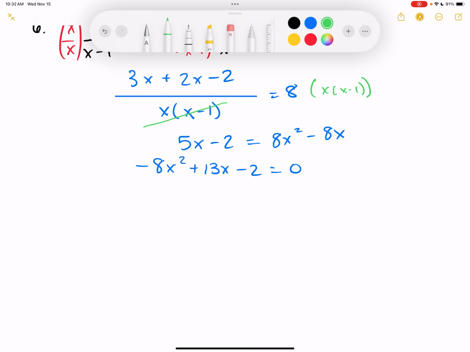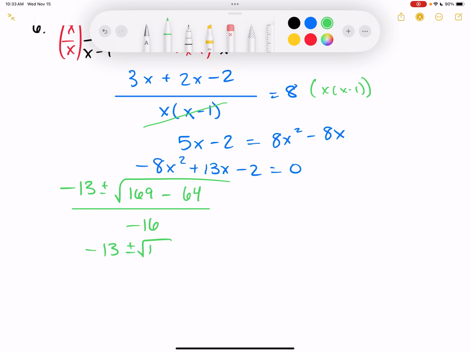So negative b, negative 13 plus or minus the square root of b squared. So 13 squared is 169. So I'm going to go ahead and write it that way. Minus 4 times a times c. So 4 times 16, because those negatives are going to cancel. 4 times 16 is what, 64? Josh? Yes. I was waiting for confirmation here. And then 2a would be negative 16. So I've got negative 13 plus or minus the square root of 105 divided by 16, or negative 16.